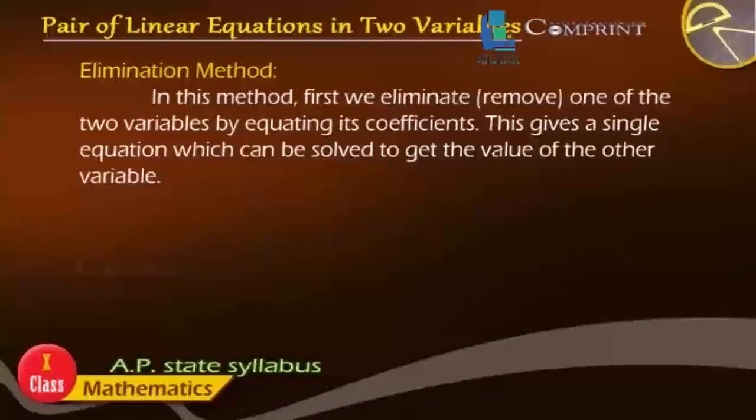Elimination method. In this method, first we eliminate one of the two variables by equating its coefficients. This gives a single equation which can be solved to get the value of the other variable.